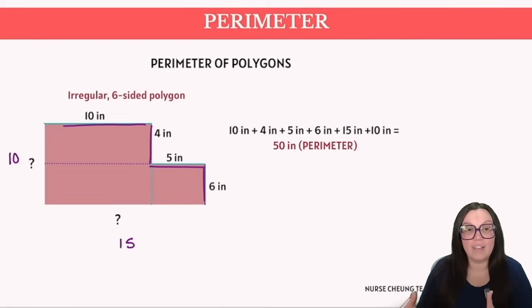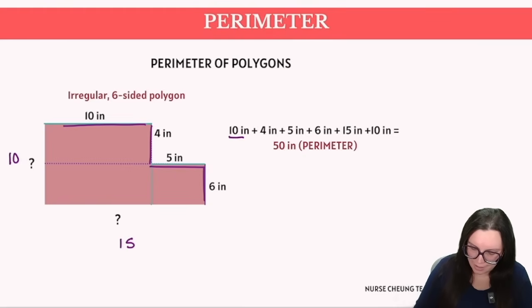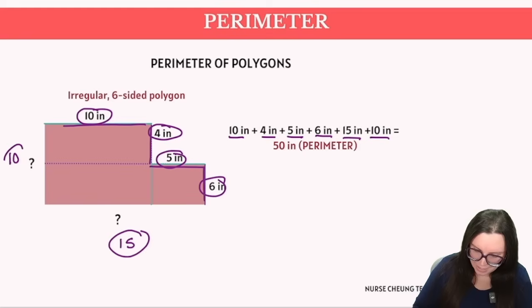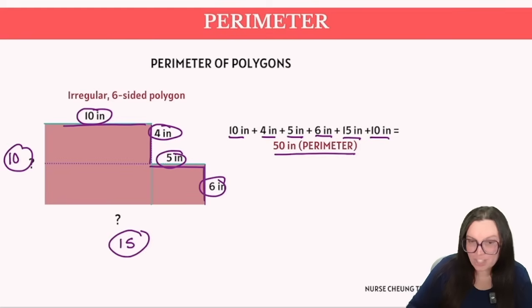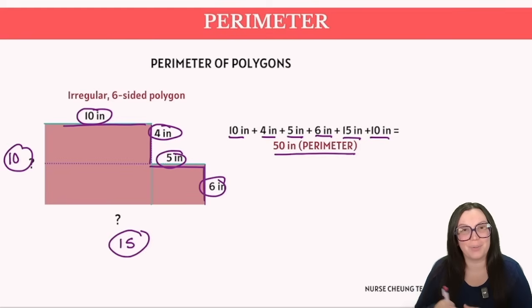With the knowledge in hand of every side's length, now we can actually calculate our perimeter. So 10, which is our number up here, plus 4, plus 5, plus 6, plus 15, plus 10 gives us a total of 50 inches, which is the perimeter of our irregular polygon.